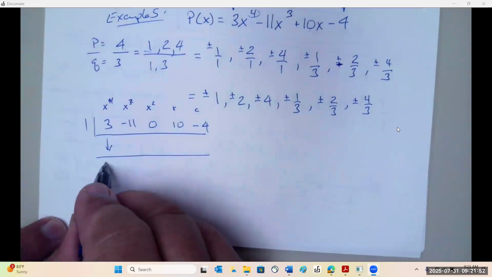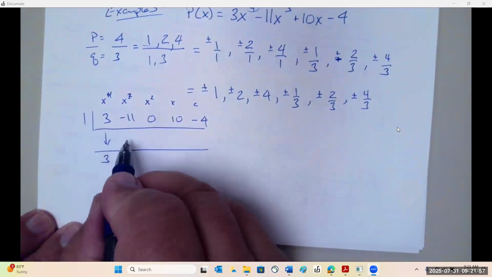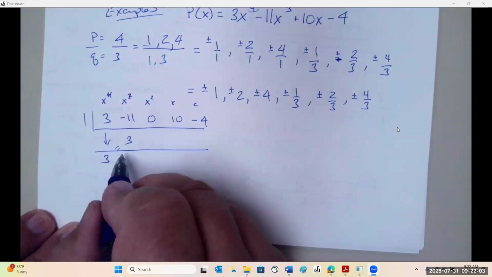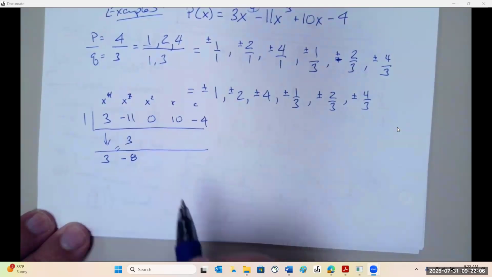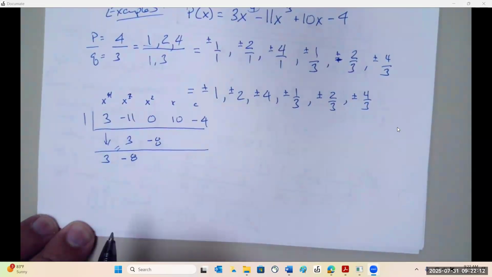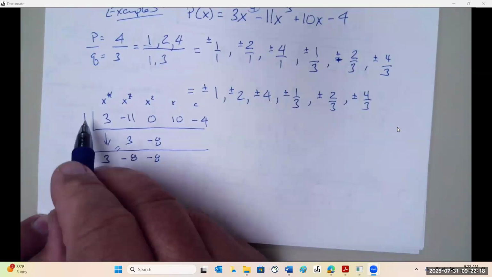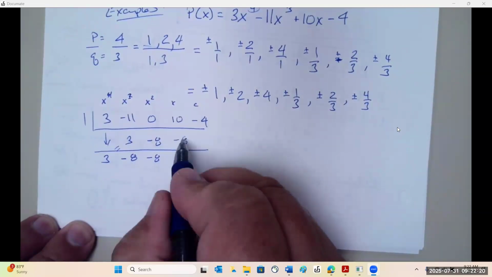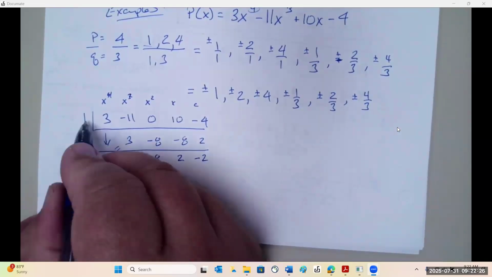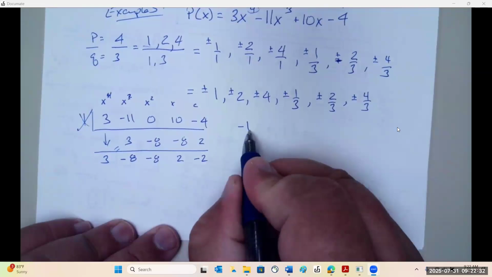Bring the first term down. Multiply 1 times 3 and put it here. Add straight up and down. Negative 11 plus 3 is negative 8. Multiply. 0 plus negative 8 is negative 8. 1 times negative 8 is negative 8. 10 minus 8 is 2. 1 times 2 is 2. So 1 is not a solution. How about negative 1?